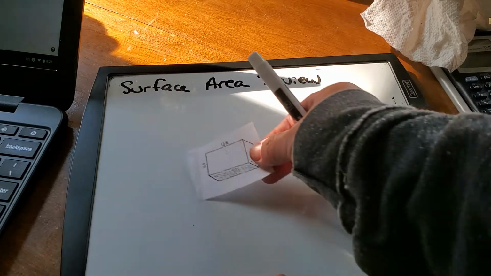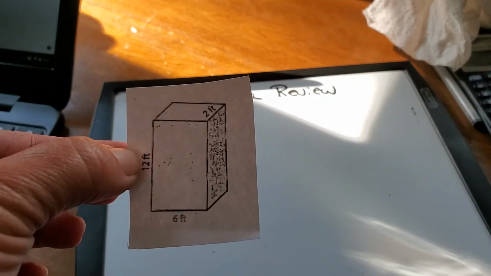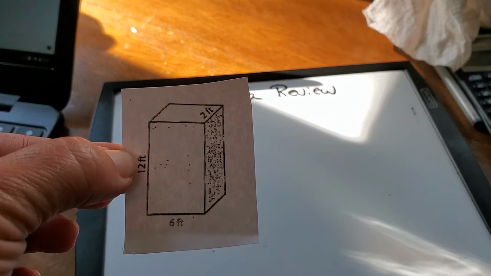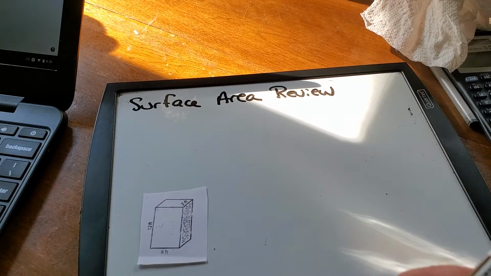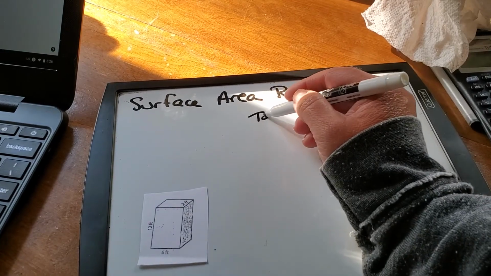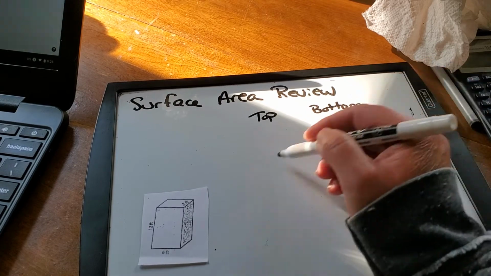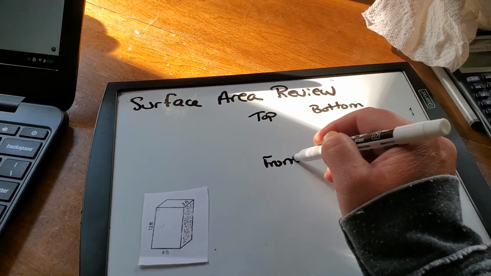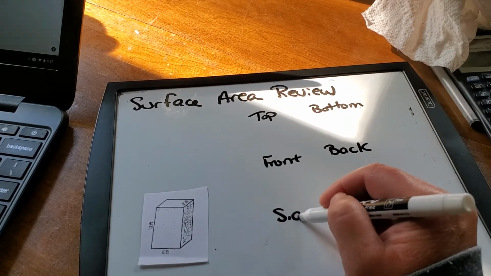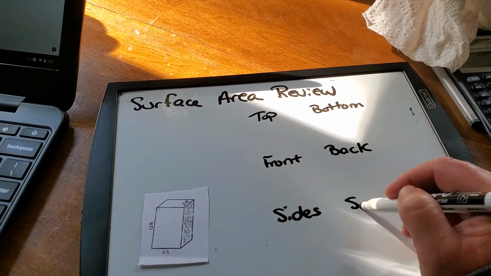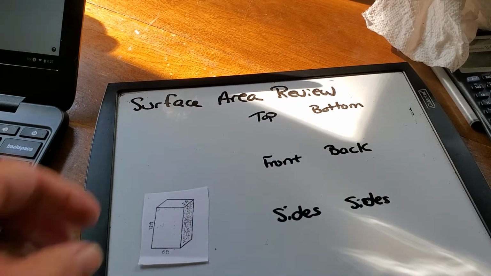So here's a box. Let's see if you can see that better. It's got a length of 6 feet, a width of 2 feet, and a height of 12 feet, and we are going to find the surface area of it. So we're going to find the area of the top, the bottom, the front, the back, and the two sides. And those faces on a box are all just rectangles, so finding the area is no big deal. We just do length times width.